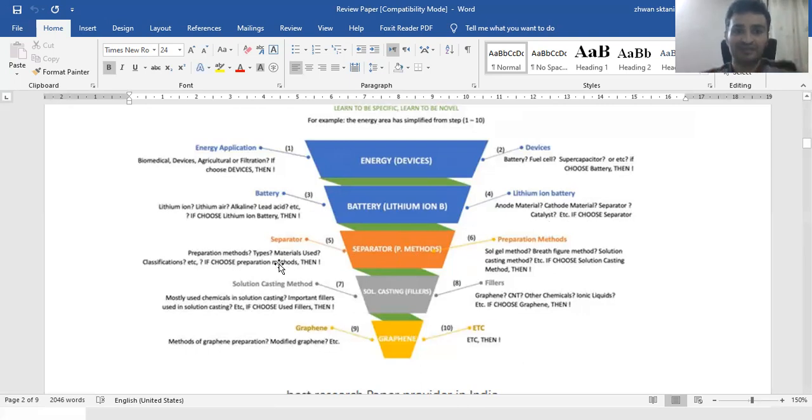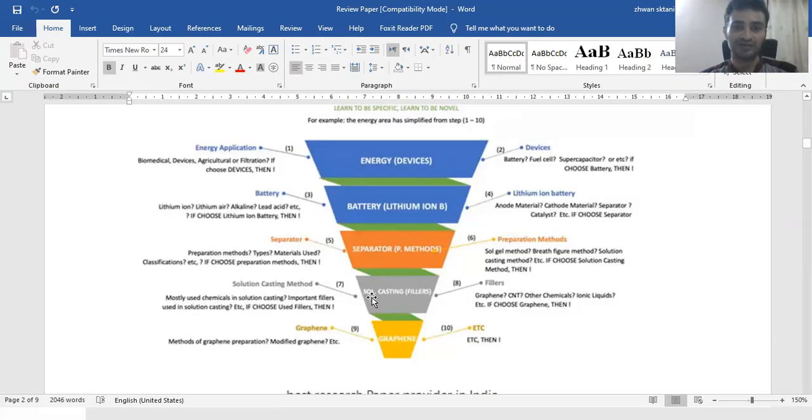From the separator, what parameter should be chosen? Preparation method, type of separator, or material of separator. For example, he chose preparation method. From preparation method, he chose sol-gel, solution casting, or what kind of methodology. For example, he chose solution casting. So the third stage of the research was also reduced.